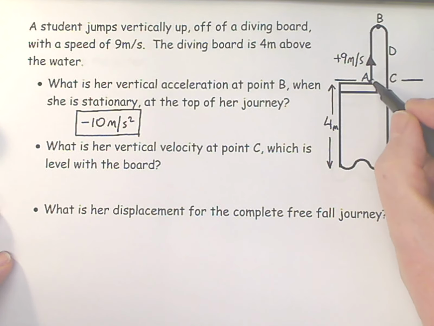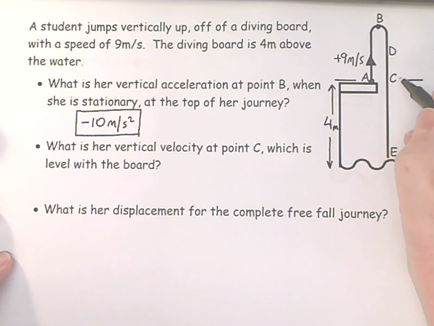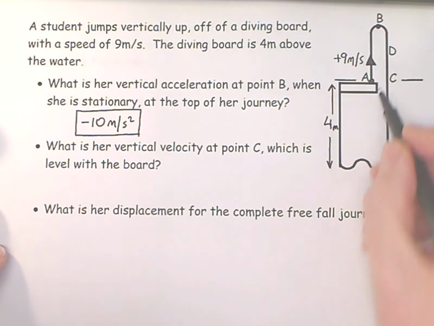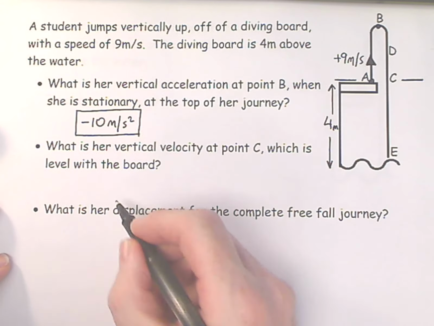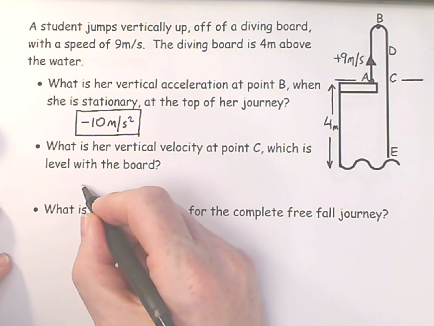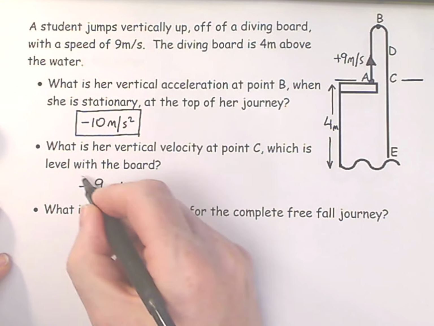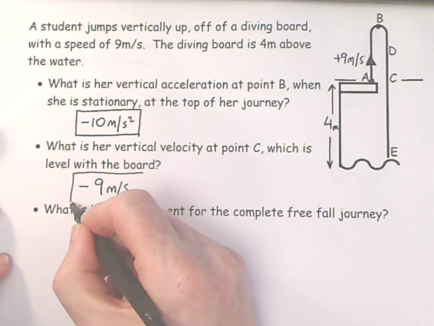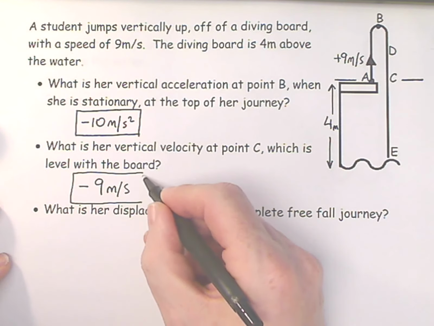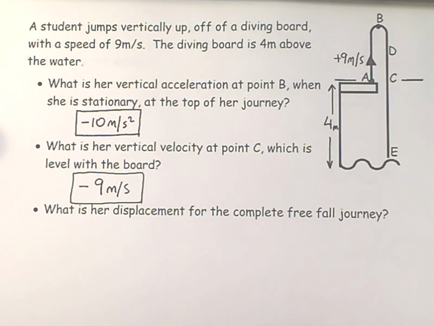At A, the velocity is pointing upwards. At B, the velocity is pointing downwards. So I can say by inspection that the velocity at point C is minus 9 meters per second. The negative indicating that it's moving downwards, and 9 being the magnitude.